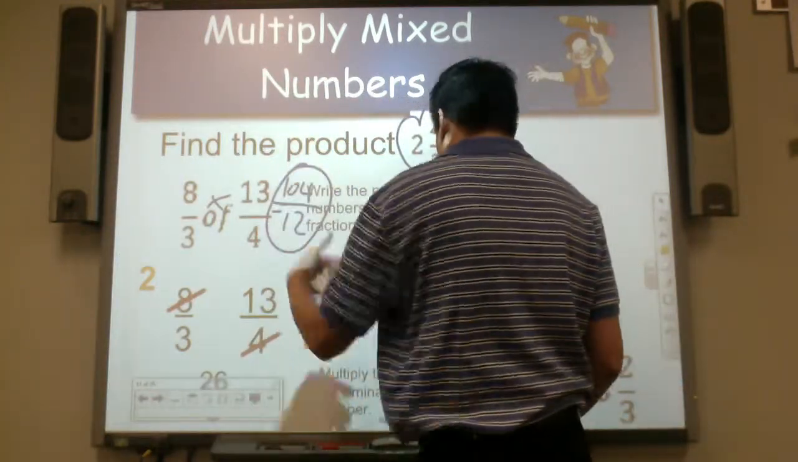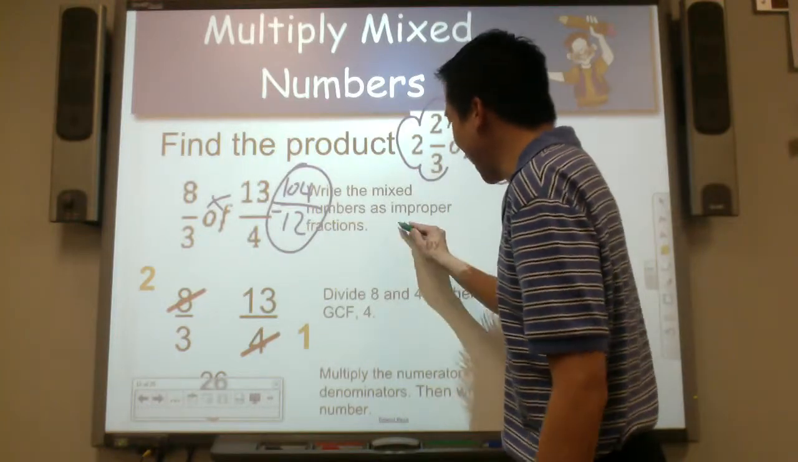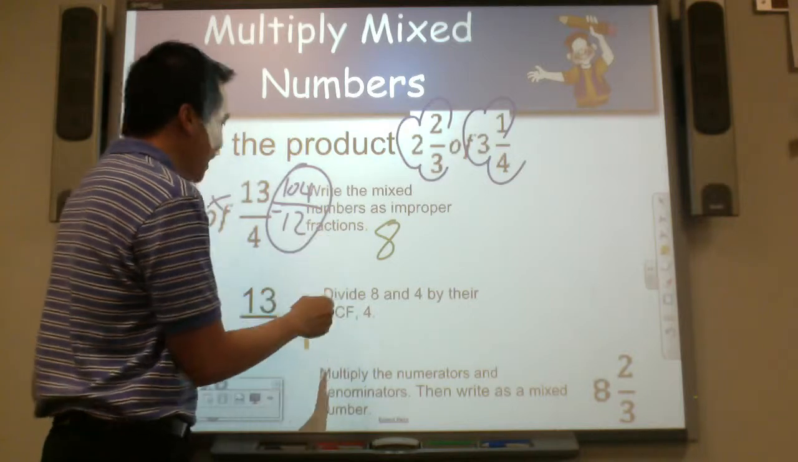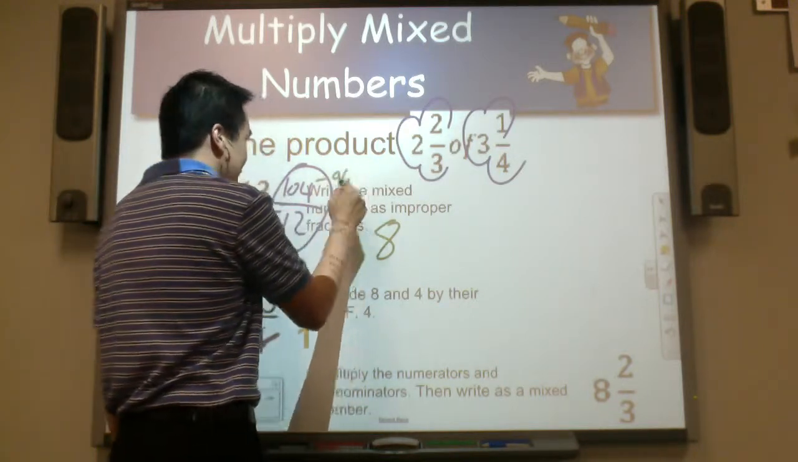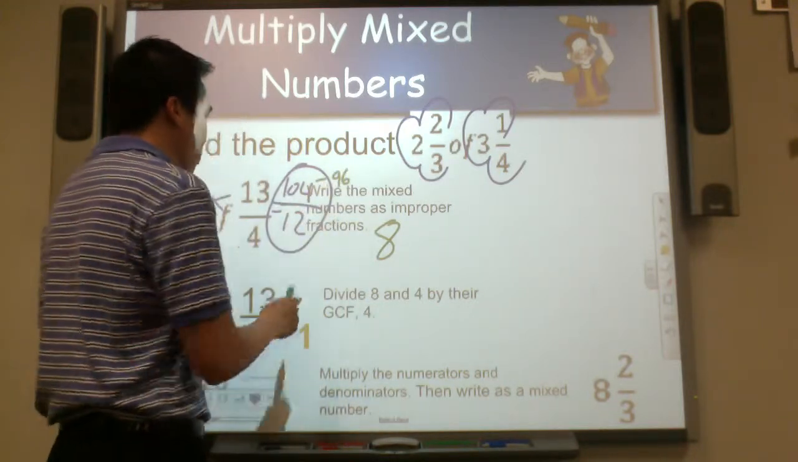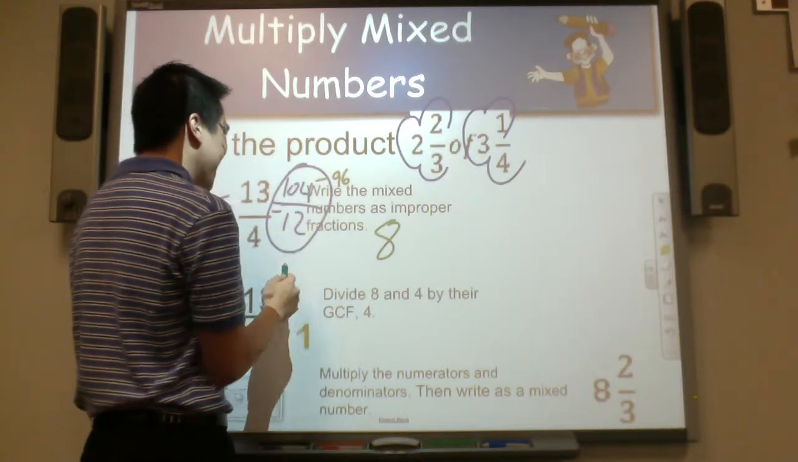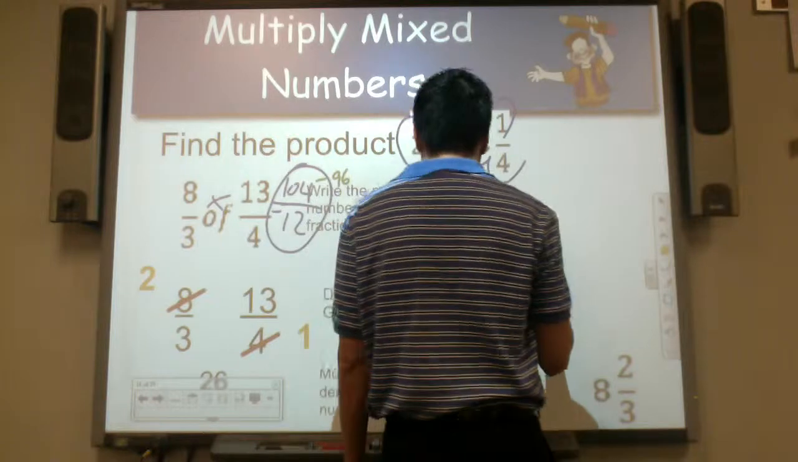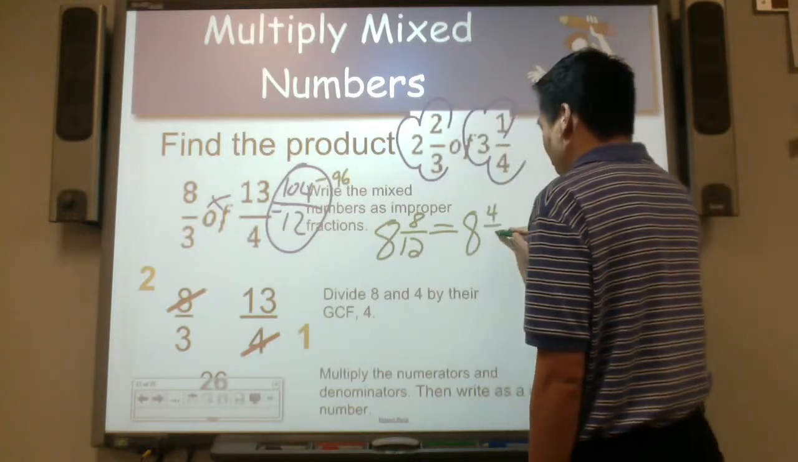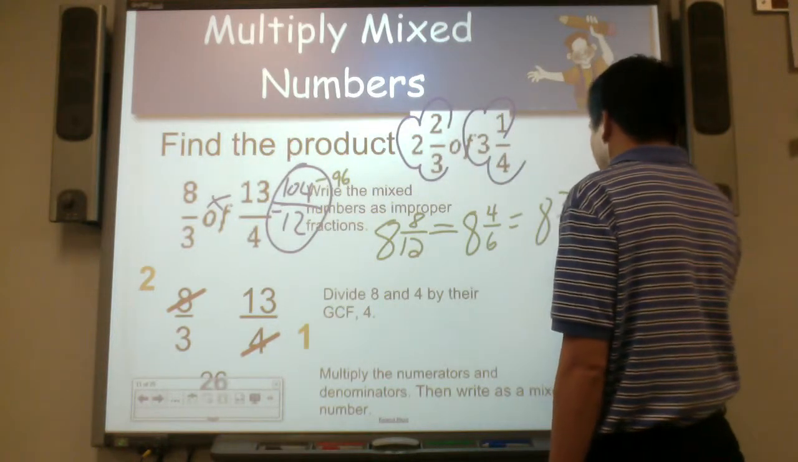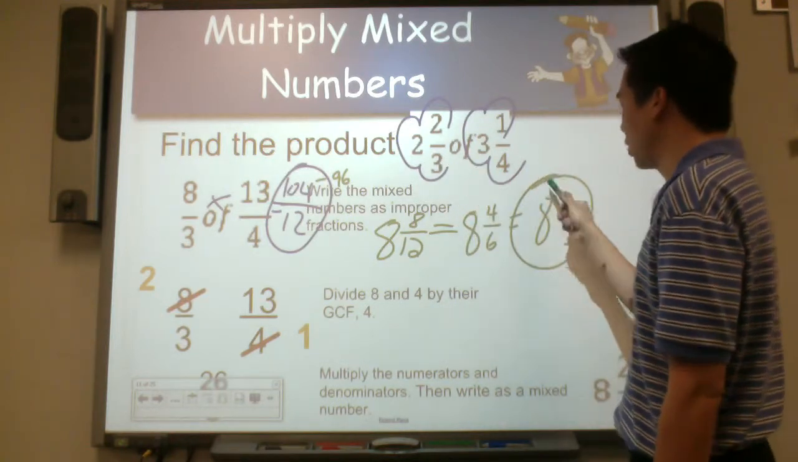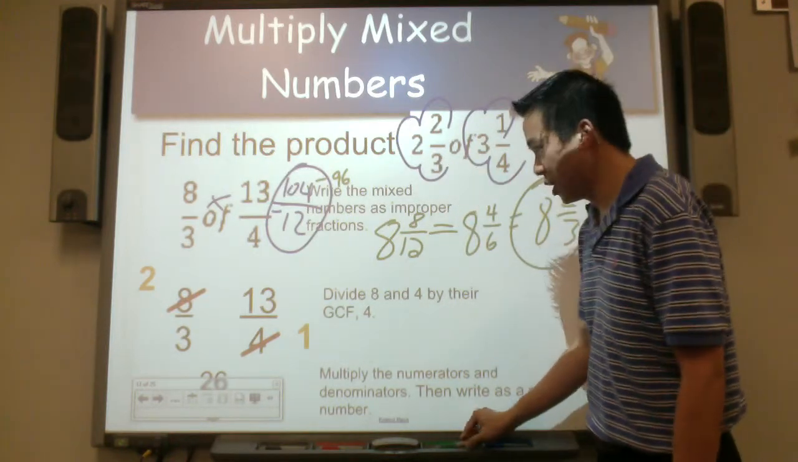How many 12s go into 104? Maybe it is 8 times. So 12 times 8 is 96. What do you have left over as your remainder? 104 minus 96 is 8. So 8 and 8/12, which simplifies to 8 and 4/6, or 8 and 2/3. That is the answer. So 2 2/3 times 3 1/4 is 8 2/3.